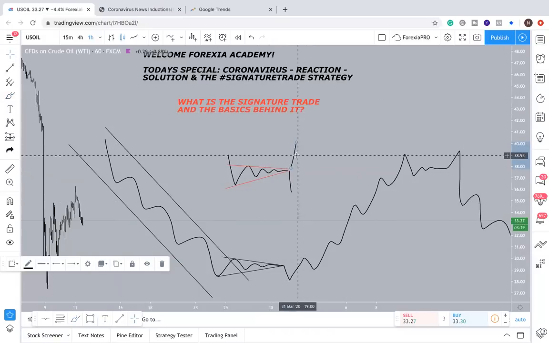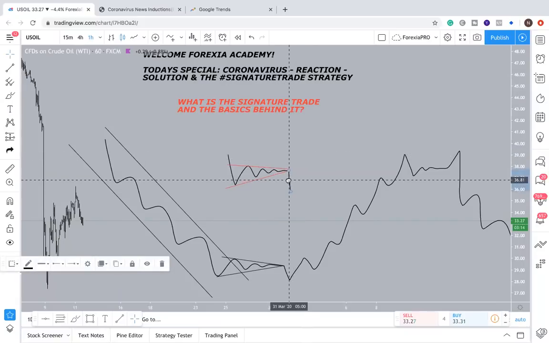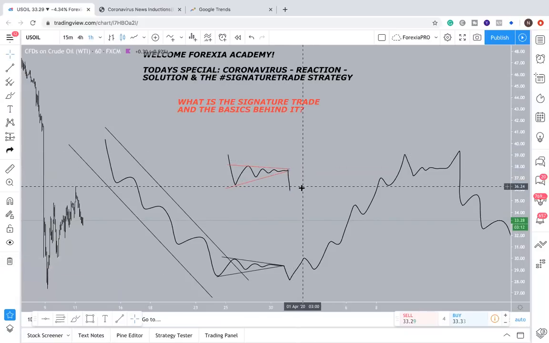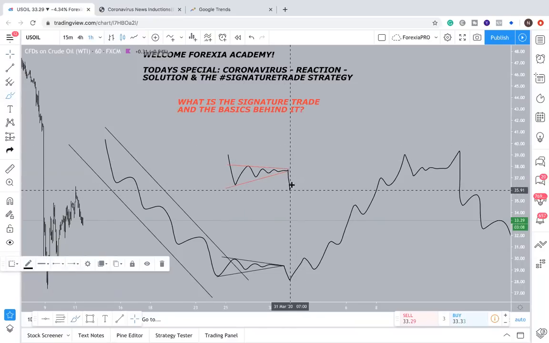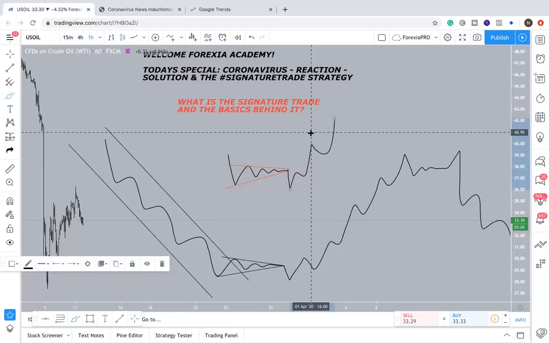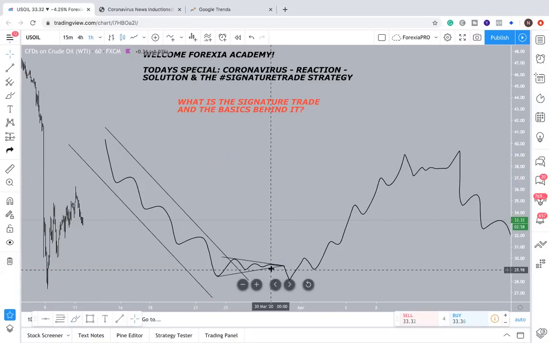What we teach is that the breakout is an induction. It's nothing more than to induce the retail trader herd into the market and trap them, then reverse the market against them. All right. Now, if you're part of Forexia, you already know this. This is very basics. However, some people are new, and I'd just like to explain that.